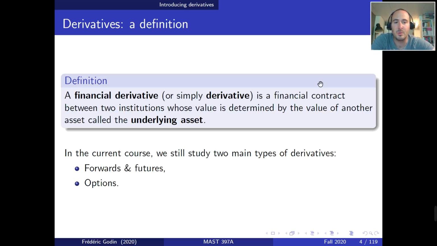In this course, we will study two main types of derivatives. The first type is forwards or futures. These contracts are pretty similar, but they have some differences, so we will introduce these later on. And finally, options.